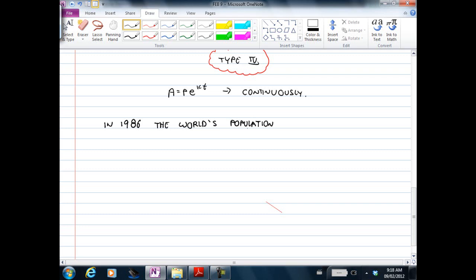In 1986, the world's population was roughly 4.9 billion, roughly. Okay, I may be a few million off. Nope, it's roughly around there. In 1986. It grows at 1.6%. Again, compounded continuously.